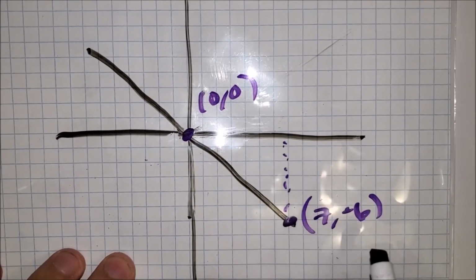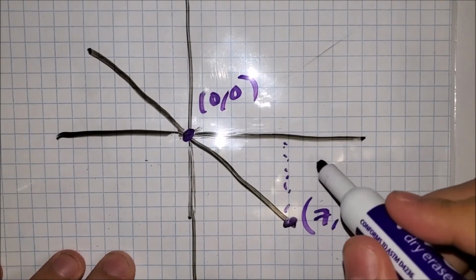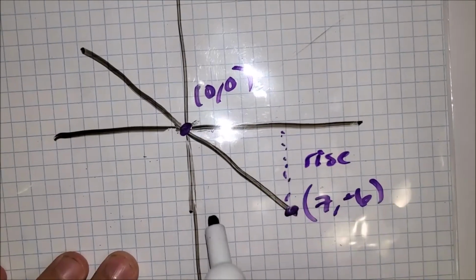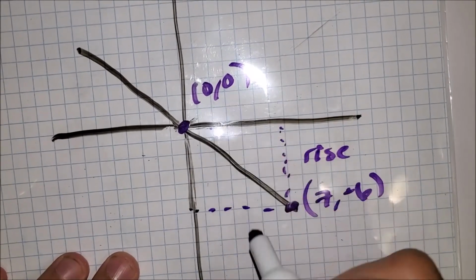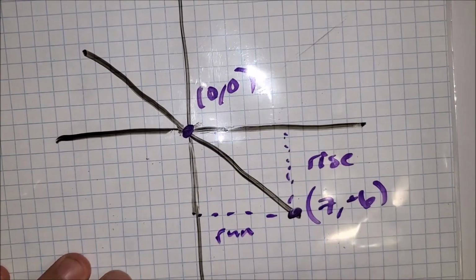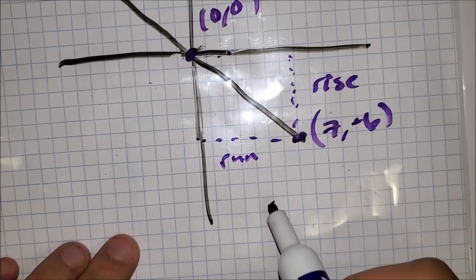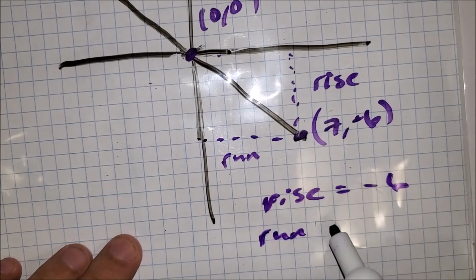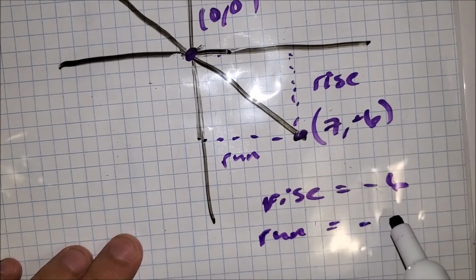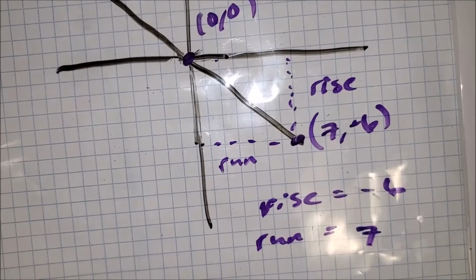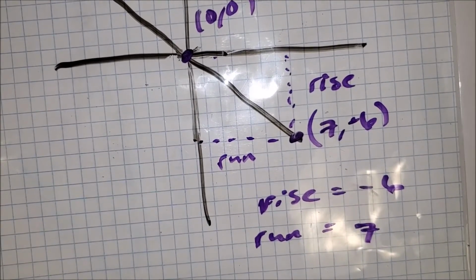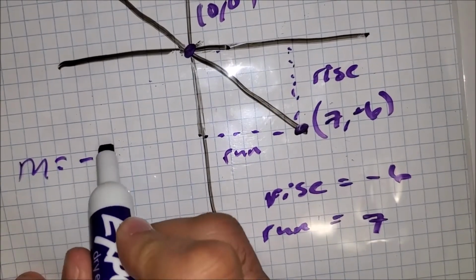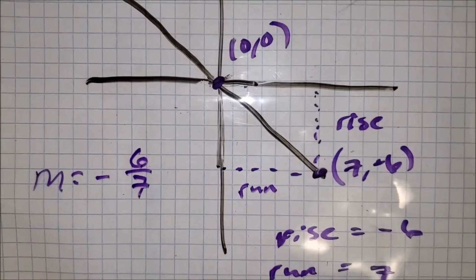We can see that our rise is actually here. And your run, you could put down here or up here, doesn't really matter. But our rise is negative 6, and our run is 7. So this gives us a slope, m, equal to negative 6 over 7.